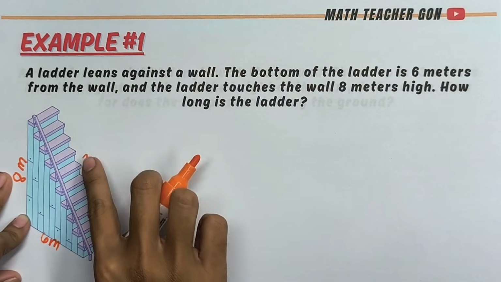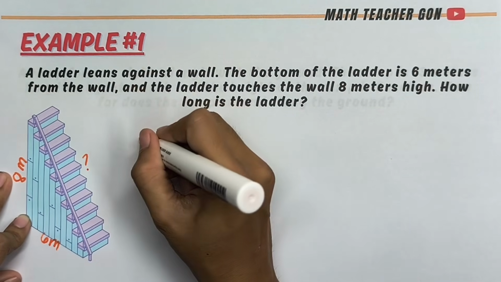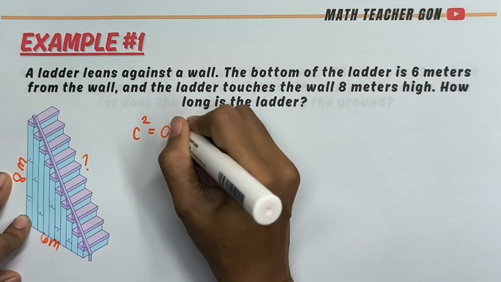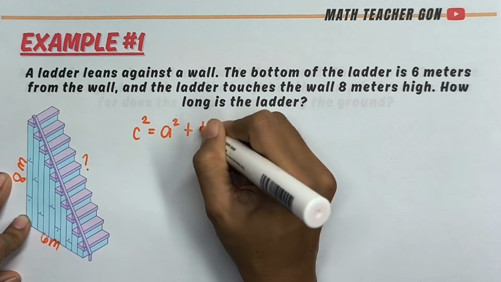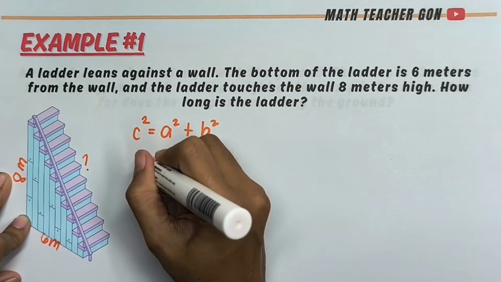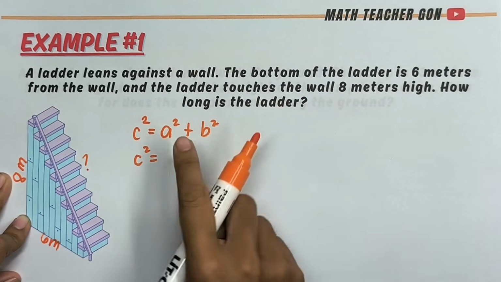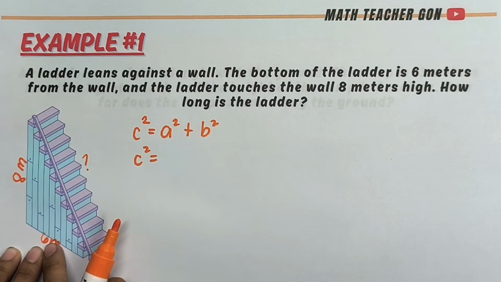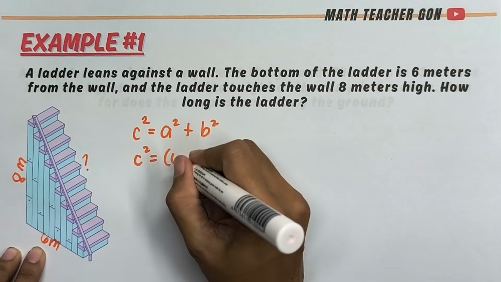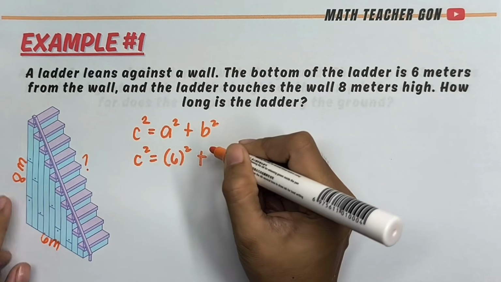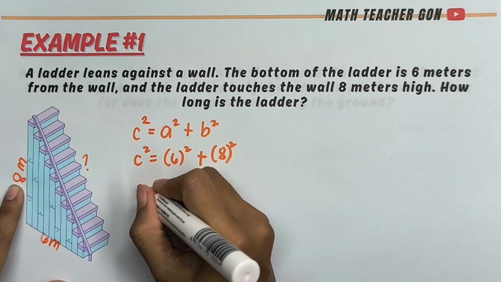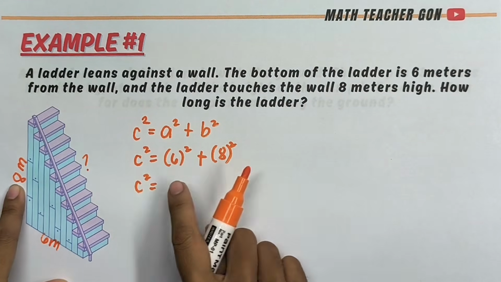So since this is the hypotenuse, let's use the formula. C squared is equal to A squared plus B squared. So you have C squared is equal to, you get one of the values here. So this is A, 6 squared, plus 8 squared. So you have C squared here.